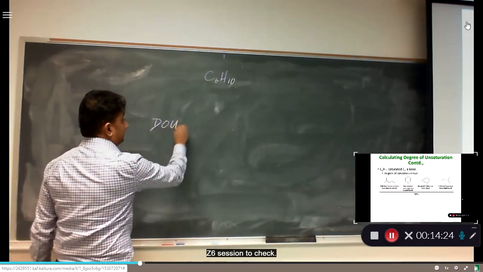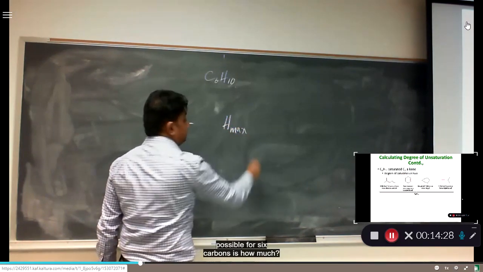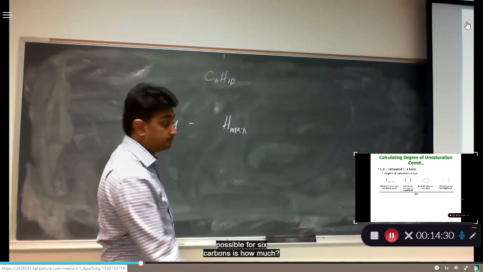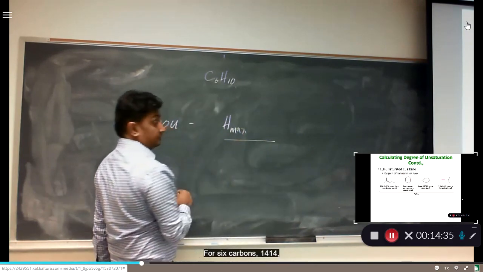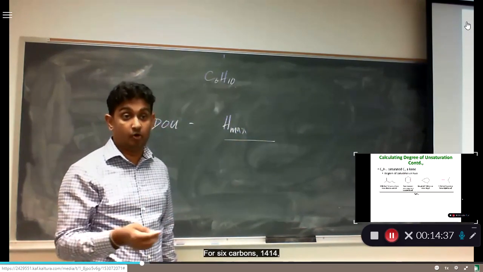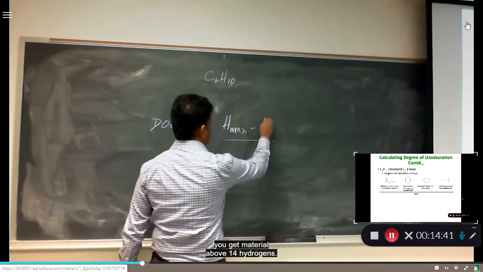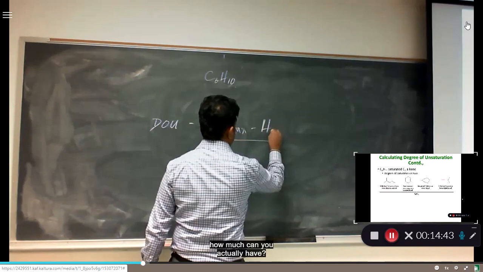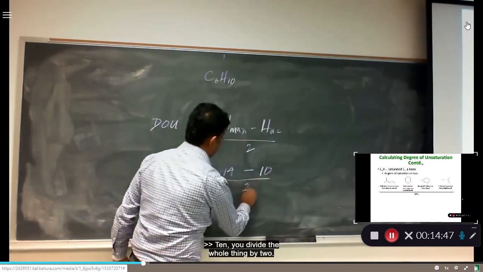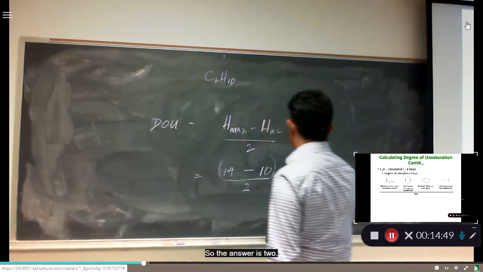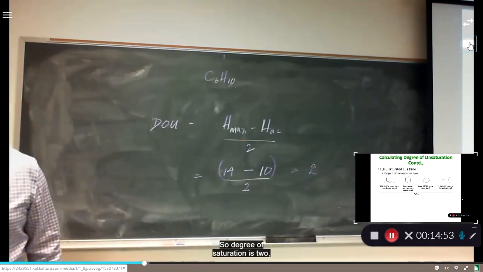Alright, let's check. The maximum amount of hydrogens possible for 6 carbons is how much? 14. You can have a maximum of 14 hydrogens. But actually, you have how much? 10. You actually have 10. And you divide the whole thing by 2. So the answer is 2. So the degree of unsaturation is 2.